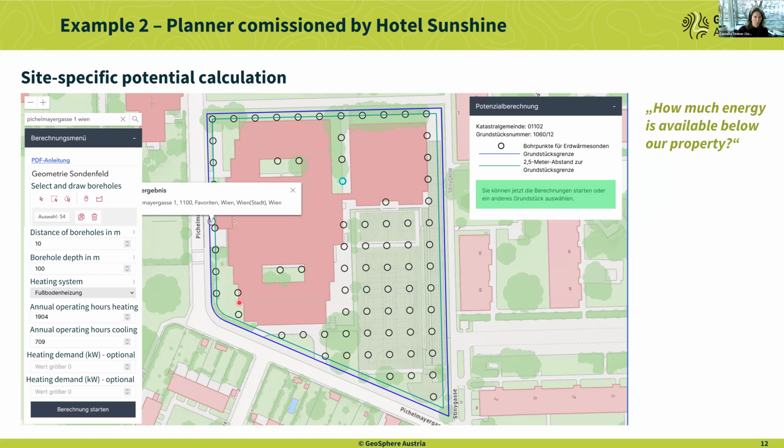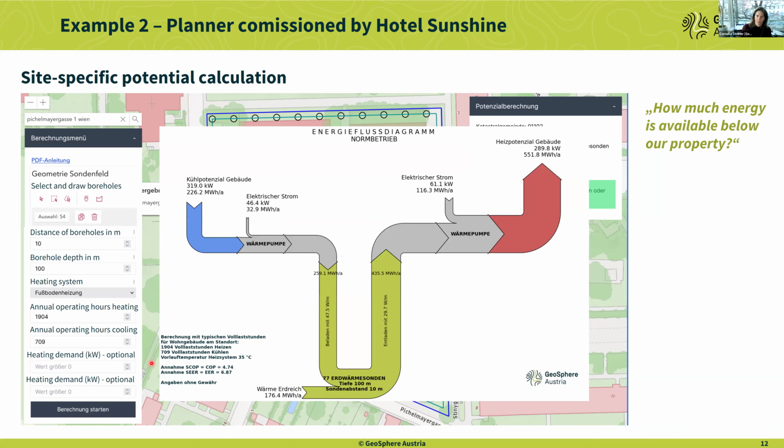So you can play around here: change the distance between the boreholes, the borehole depth. You can decide what kind of heating system you have, and the inlet temperature of the heating system. And then you have to provide annual operating hours for heating and for cooling. That's necessary information. If you plug this all in, then you can already hit start and get a first overview about how much energy is available with this borehole heat exchanger field.